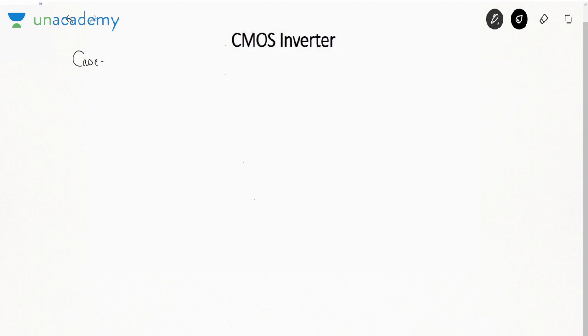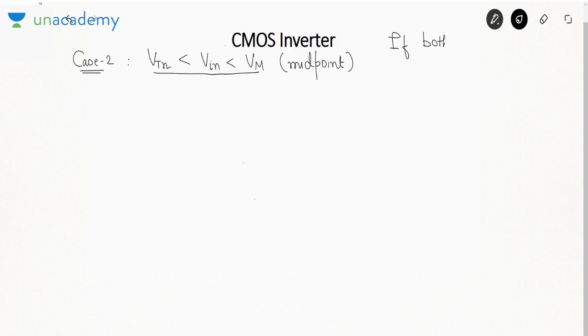Case number 2. In case number 2, what I will assume is that I have increased the voltage above Vtn, but it is less than the midpoint voltage. Vm is called the midpoint voltage. I will tell you the significance of midpoint voltage later on, but you can understand like this. If both transistors are identical, then Vm is basically VDD by 2.